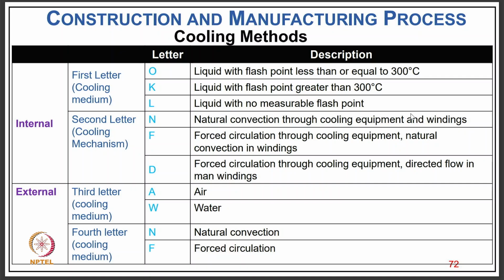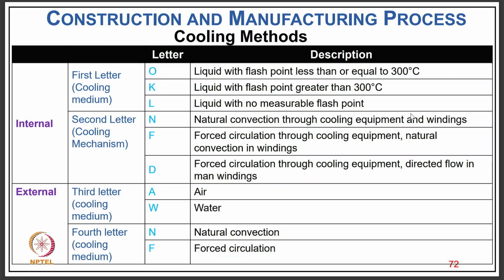So we have internal cooling and external cooling. The first letter goes to the cooling medium: O, K or L, whether liquid with a flash point less than 300 centigrade, or liquid with a flash point greater than 300, or liquid with no measured flash point. The second letter is N, F or D: natural convection through cooling equipment and windings, or forced circulation through cooling equipment with natural convection in the winding, and D, forced circulation through cooling equipment with direct flow in the main winding. For external cooling, the third letter is the cooling medium, A for air, W for water, and the fourth letter is N for natural and F for forced.